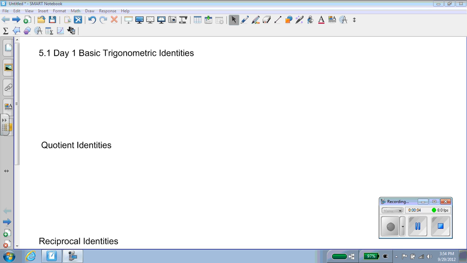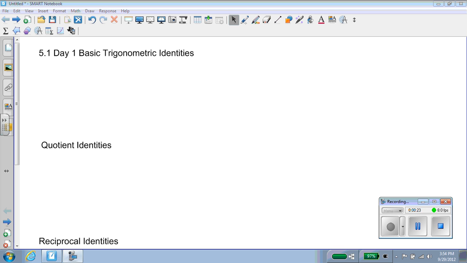5.1, Day 1, Basic Trigonometric Identities. Our focus is going to be on basic identities that pertain to trigonometry. And an identity is something that is always true. There are a few ground rules that we should put in place.